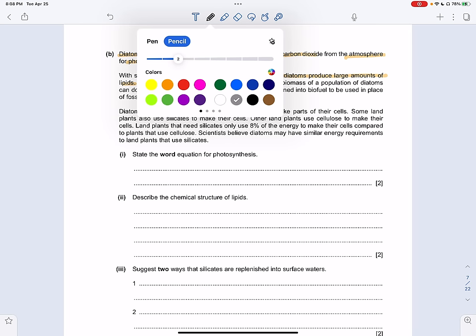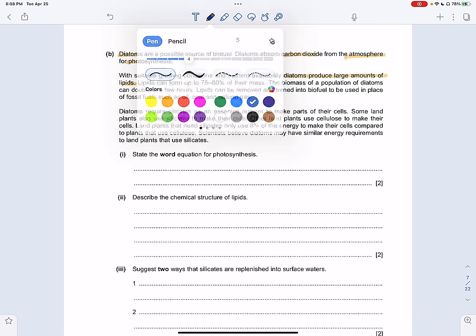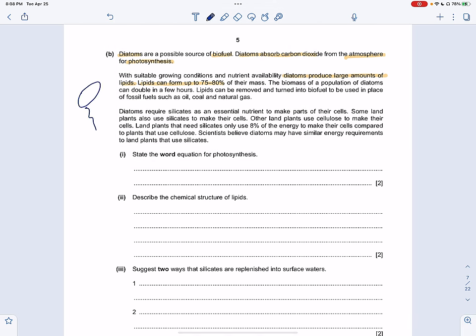Remember, lipids are a glycerol and then a fatty acid molecule, and they're made of carbon, hydrogen, and a little bit of oxygen. The biomass of a population of diatoms can double in a few hours. Lipids can be removed and turned into biofuel to be used in place of fossil fuels like oil, coal, or natural gas. Okay, diatoms require silicates, which is their nutrient.